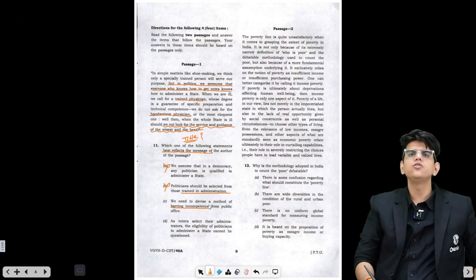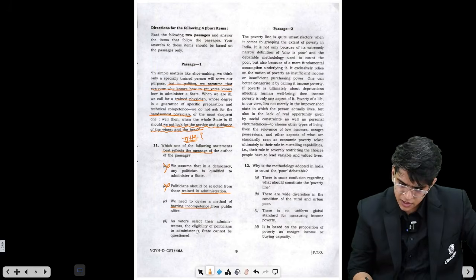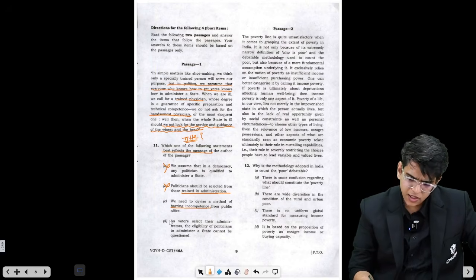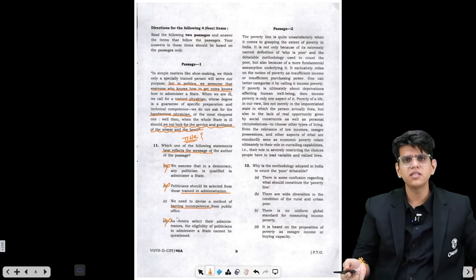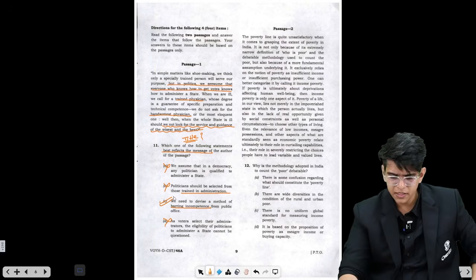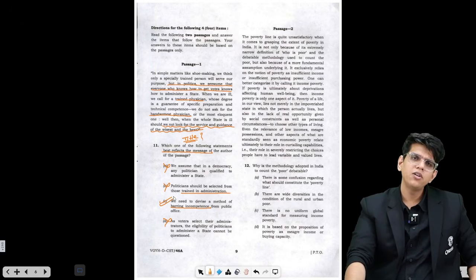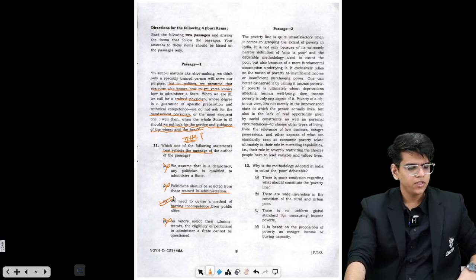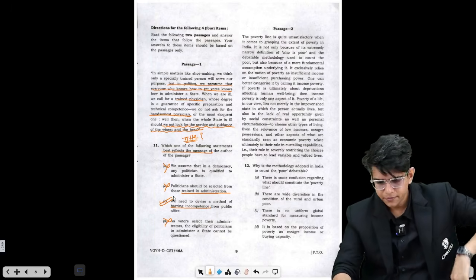The author wants you to remove the incompetencies from the selection of these people, right? As voters select their administrator, the eligibility of politicians cannot be questioned. The passage is questioning it, right? Okay, we have to have a better method to select how these politicians are selected, right? So this is the best possible option. Most of you will get confused between option B and C. So you can't say that all the people who are coming into governance should be trained in administration. That is not necessary. Okay.